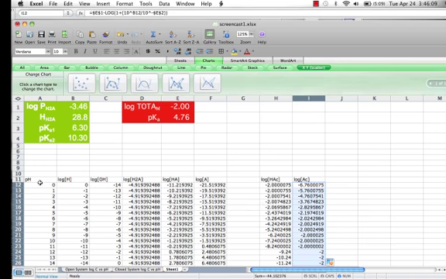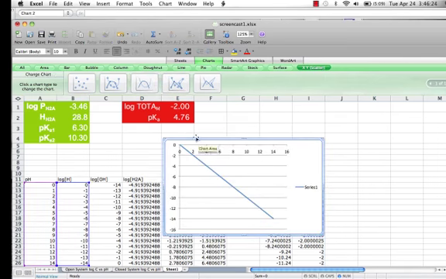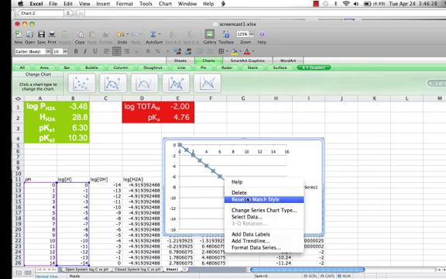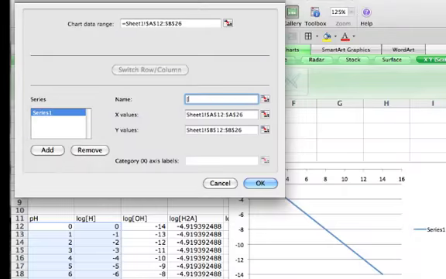So first we're going to start off by highlighting the pH and log H. Then we're going to charts, XY scatter, and then we're going to click on smooth line scatter. We should get a line like that. That looks good. So now we're going to right click on that line and click select data. We're going to add a name so we can identify what line is what.